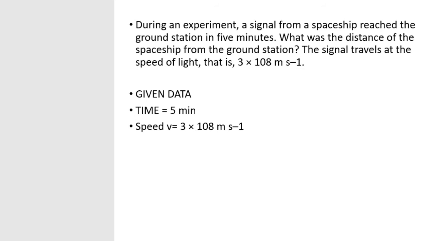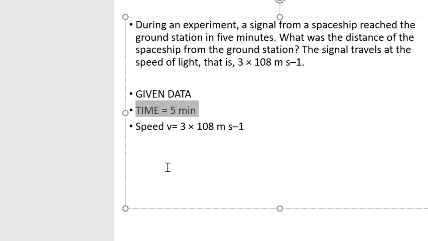So neatly write down the given data. What is the given data in this case? The time is given to us, which is 5 minutes. Okay, what else is given? At what was the distance of the spaceship from the ground? The signal travels at the speed of light, which is 3 into 10 to the power of 8. So this is 3 into 10 to the power of 8.